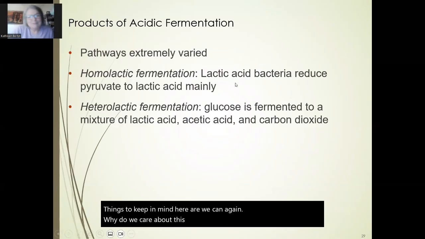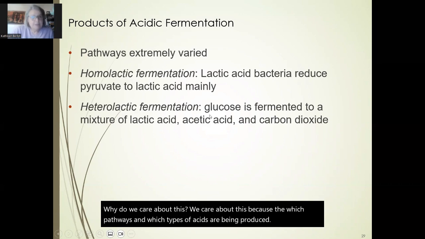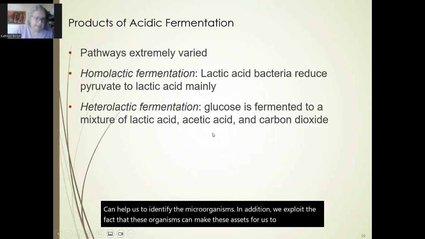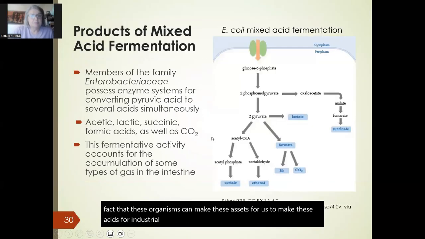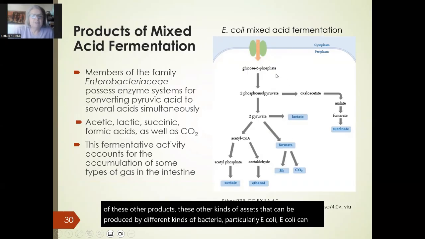We care about this because which pathways and which types of acids are being produced can help us to identify the microorganisms. In addition, we exploit the fact that these organisms can make these acids for us to make these acids for industrial purposes. So to produce acetic acid, to make some of these other kinds of acids that can be produced by different kinds of bacteria, particularly E. coli. E. coli can have mixed acid fermentation.